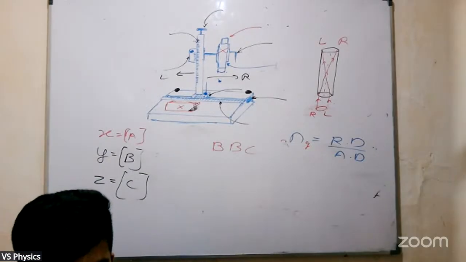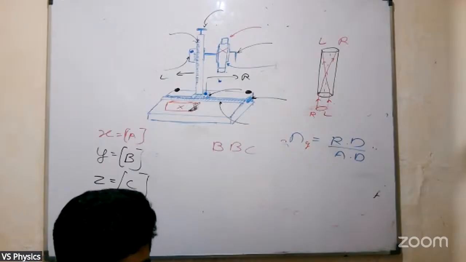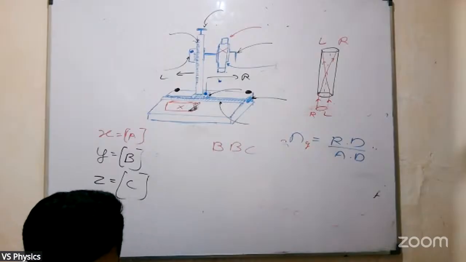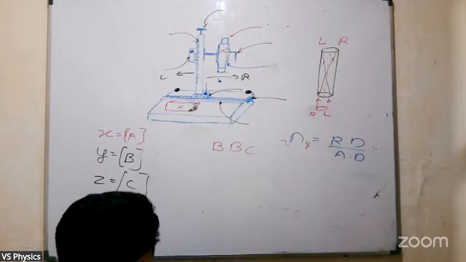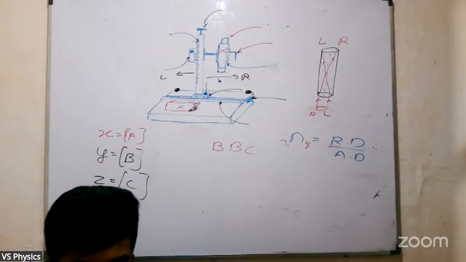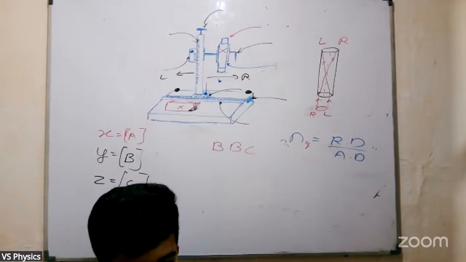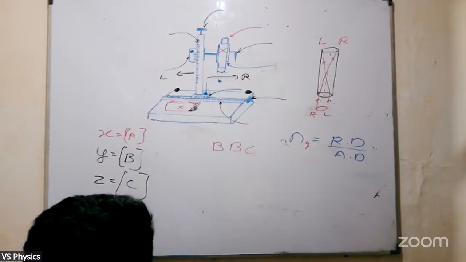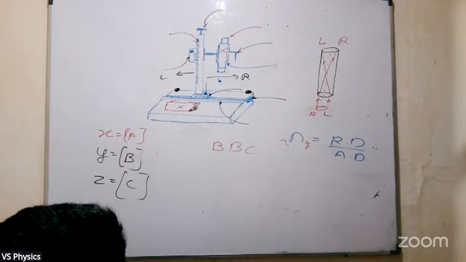Before starting the experiment, while familiarizing with the traveling microscope, a student observed that when the fine adjustment knob relevant to the horizontal movement was turned, the corresponding vernier scale did not move. What is the reason for it? What can be the reason for it?